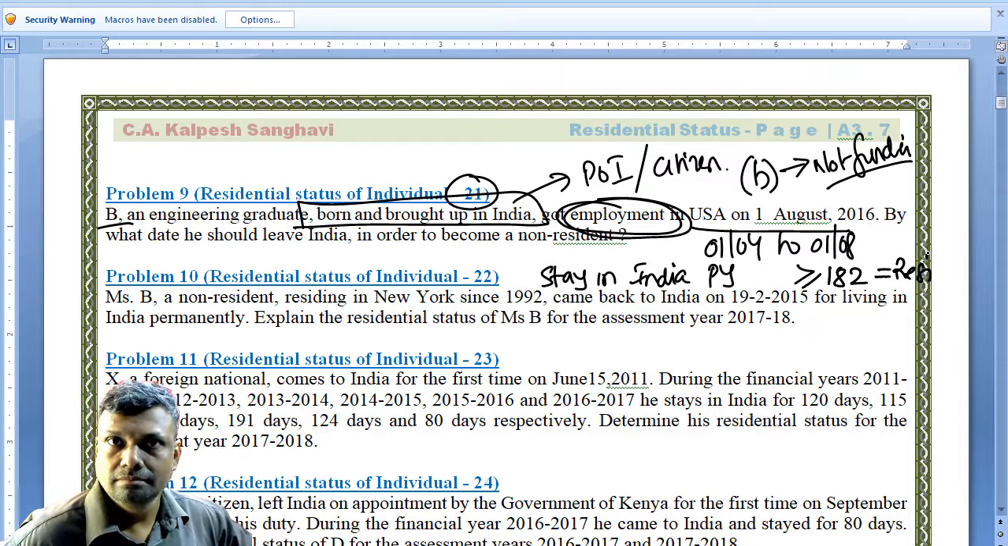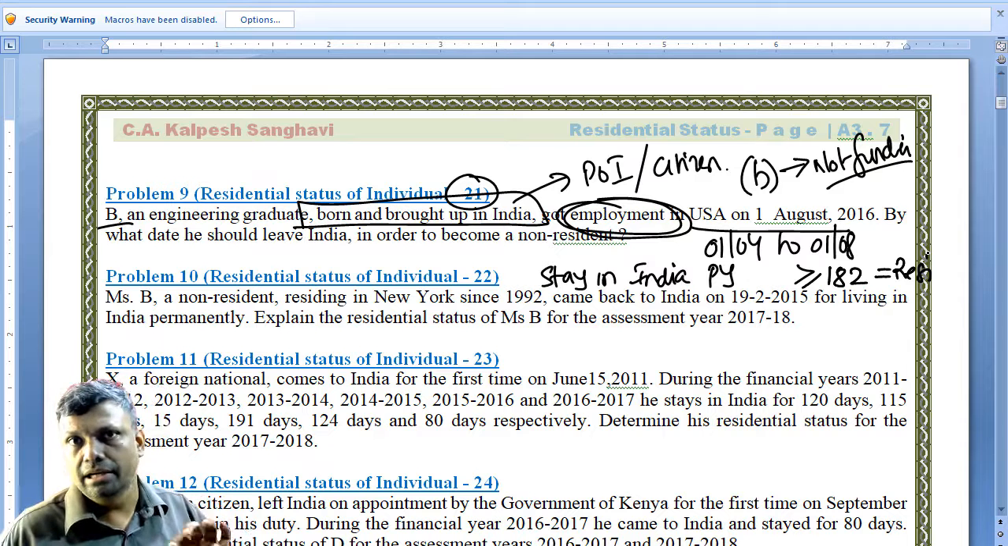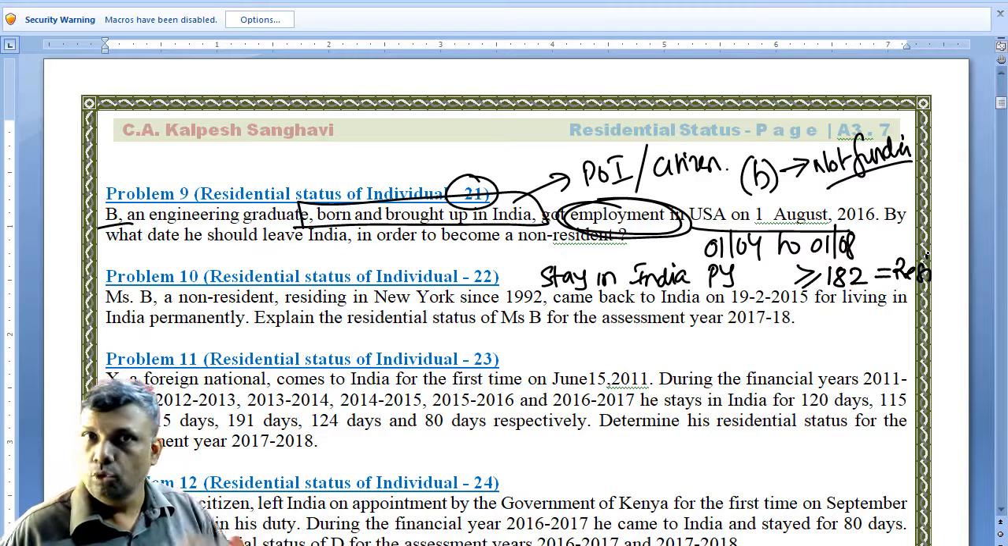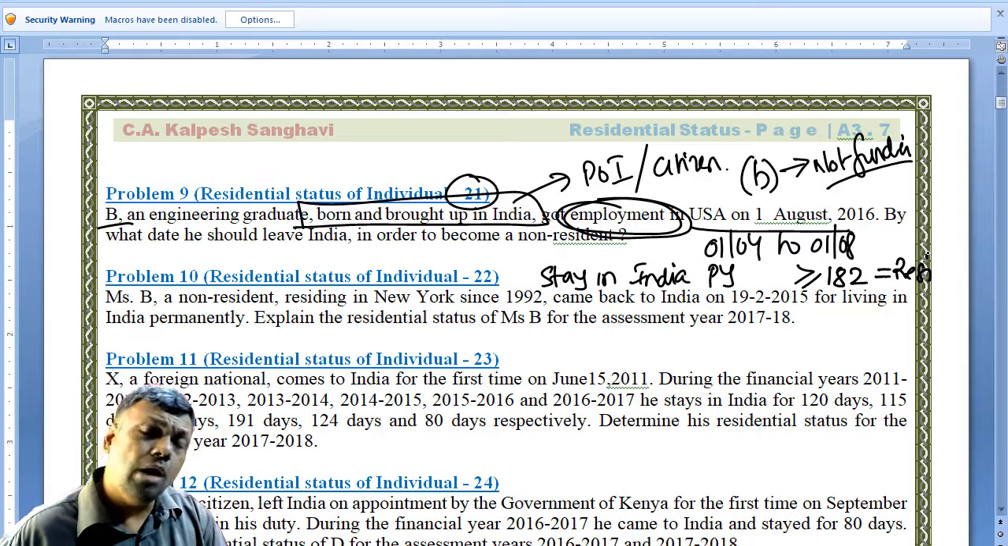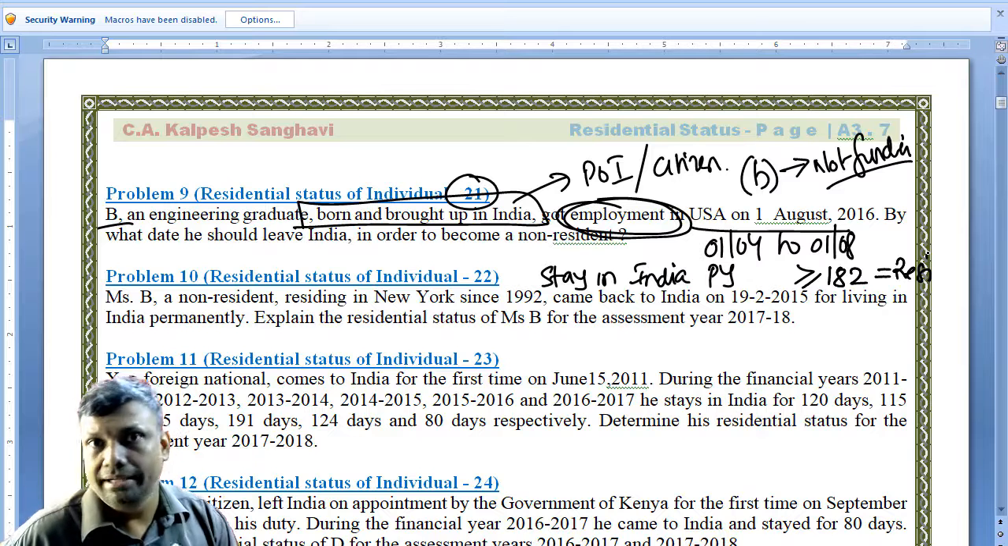Have you understood that? Supposing his total stay in India is 182 days or more, then he will be resident. So if you want to become non-resident, how many days can you stay? You can stay in India for 181 days.